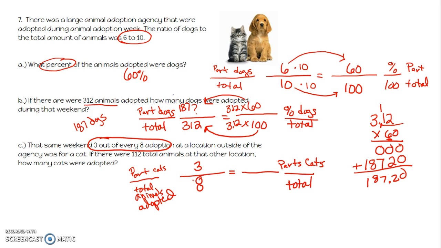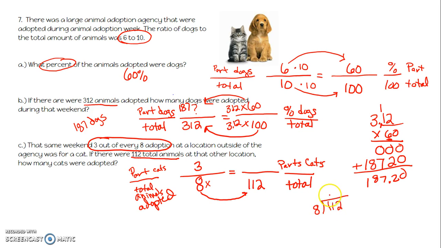This is how you'll do it in 7th grade. You just look at that. That gives you one side of the equivalent ratio or the proportion. On the other side, you know 112 animals total were adopted. So you say, oh, if 3 out of every 8 were cats, how many out of 112? 8 times what gives us 112? Well, what we have to do is take 112 and divide by 8 to find that out.